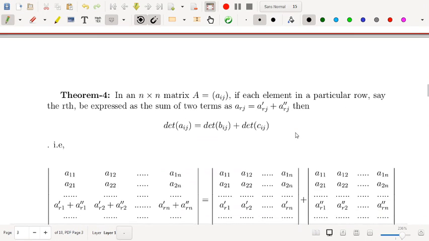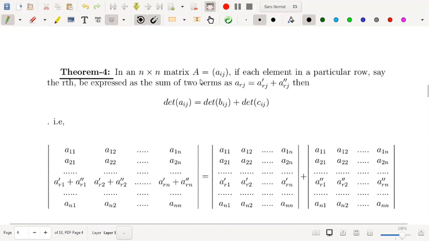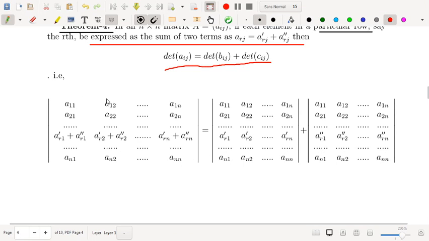Next, see, there is theorem 4. Suppose A is a determinant, and suppose a particular row, I am talking about a particular row, is expressed as the sum of 2 terms. Look at that. Then this can be split into 2 determinants. So this is a splitting of a determinant, very important. This is an nth order determinant. You just concentrate on this particular row. This is the rth row.